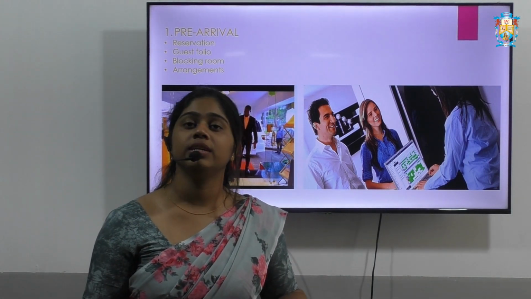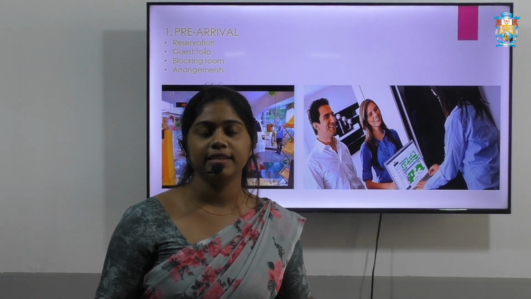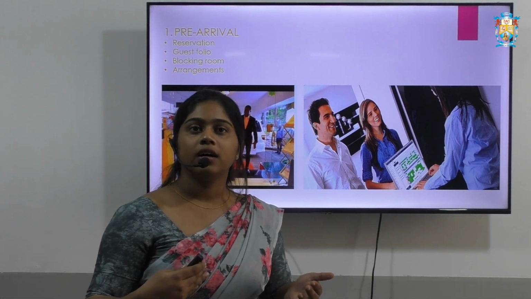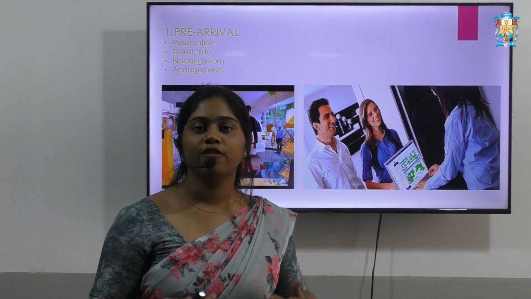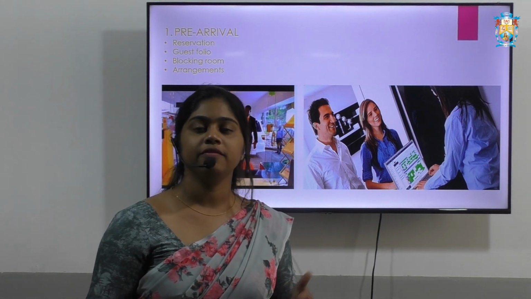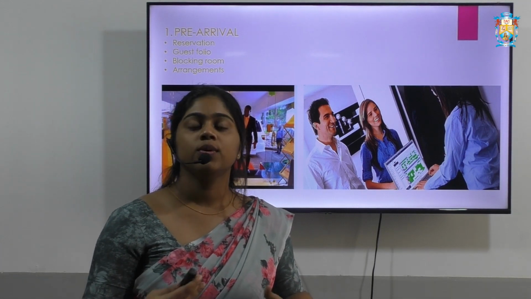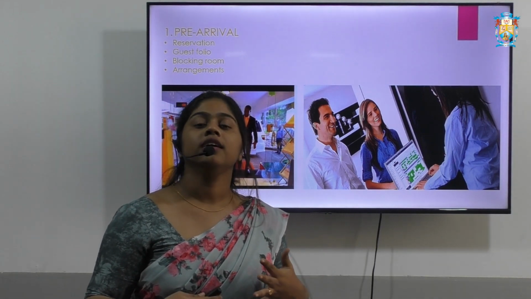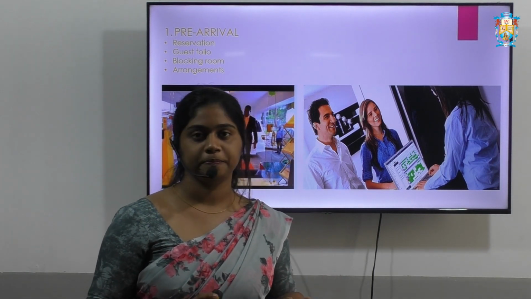Then we have to decide the type of room. Maybe I am coming with the family, so I would prefer a double room or maybe a quad room, which means 4 single beds in one room. That means we are 4 people, and we want one single bed for each. So I choose to stay in a quad room, which has 4 single beds.